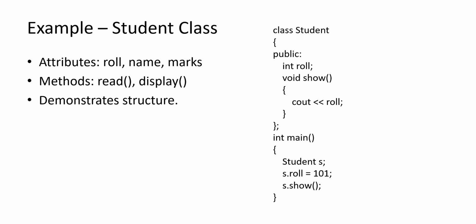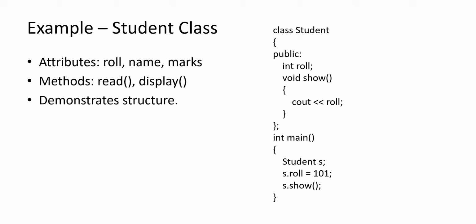Let us understand the student class example given here. The student class has a public data member called roll and a member function called show, which prints the roll number. In this main function, we create an object S of class student. Then we assign roll number 101 using S dot roll equal to 101. After that, we call the method using S dot show.